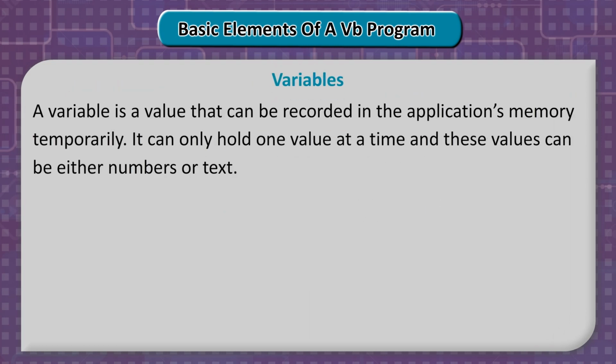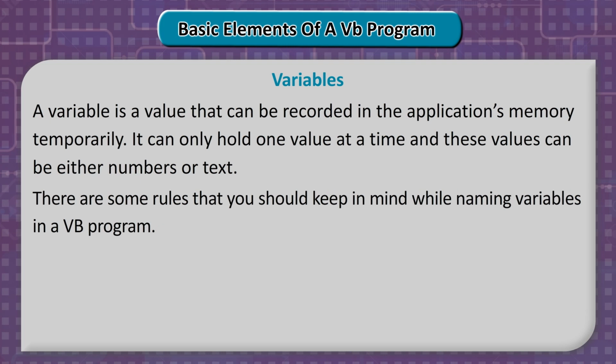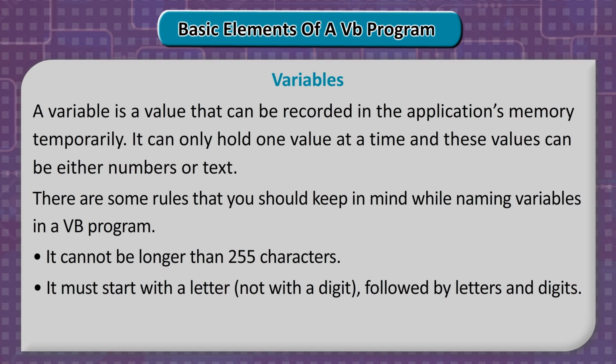Variables. A variable is a value that can be recorded in the application's memory temporarily. It can only hold one value at a time and these values can be either numbers or text. There are some rules that you should keep in mind while naming variables in a VB program. It cannot be longer than 255 characters. It must start with a letter, not with a digit, followed by letters and digits.